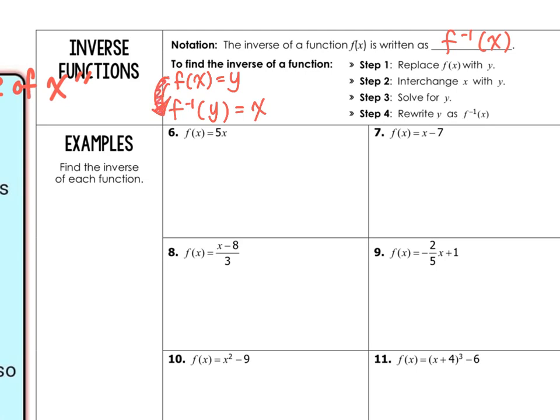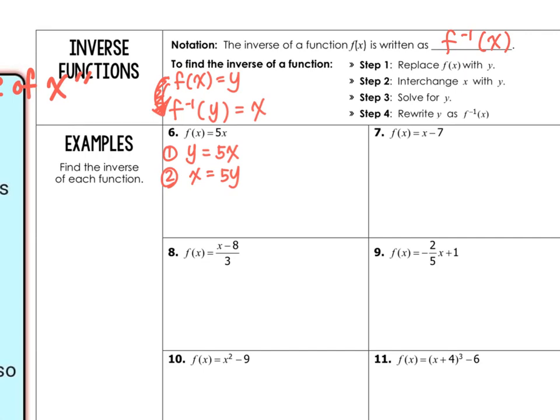Okay? The first example. So the first step, we're going to what? Replace f of x with just y. So y equal 5x. The second step, you're going to replace every x with a y, every y with an x. So that will give us x equal 5y.